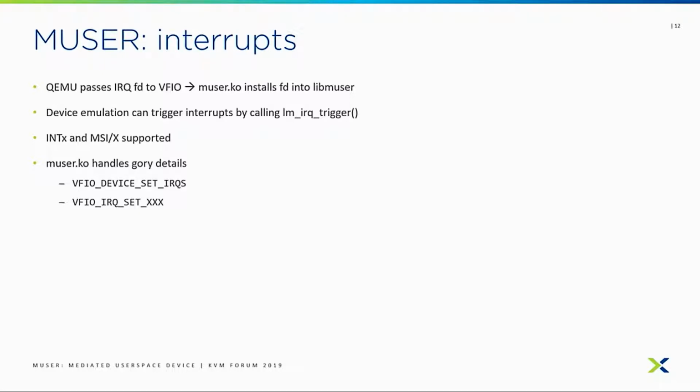So the muser framework handles all the vfio and PCI specification related implementation. So this makes writing device emulation very easy. So now Thanos will explain more about the APIs exposed by libmuser, and he will also show us how easy it is to write a device emulation in user space using the muser framework.